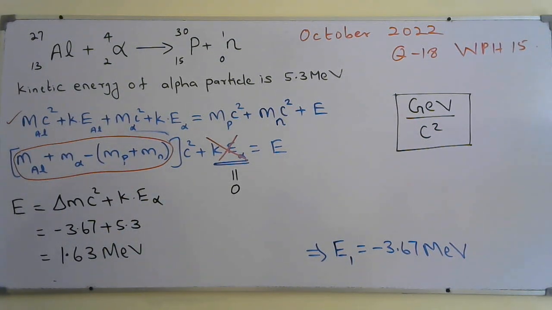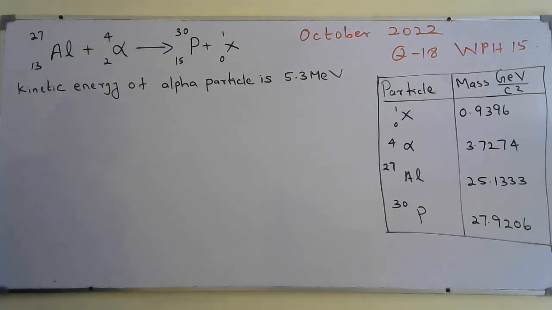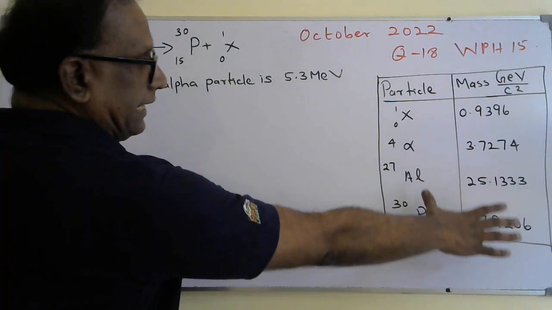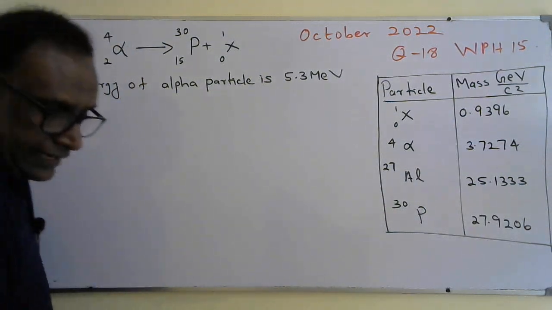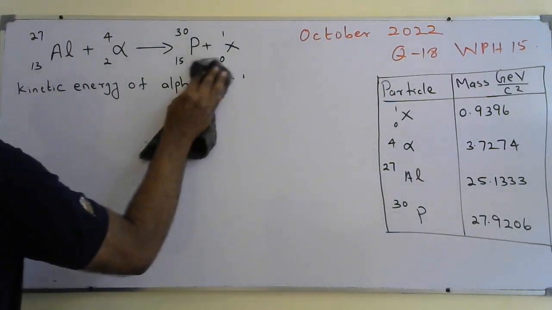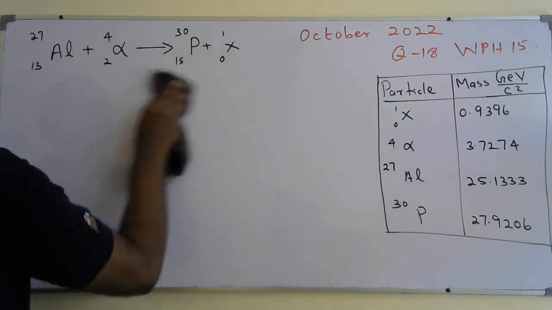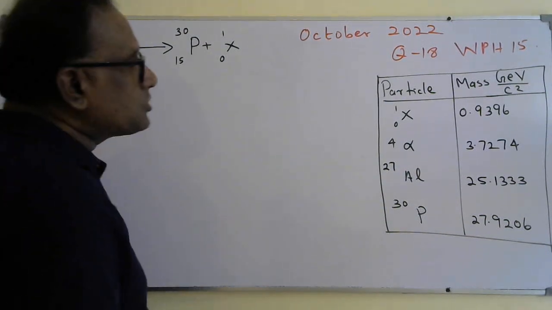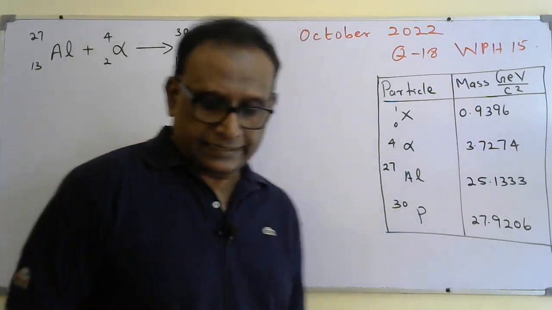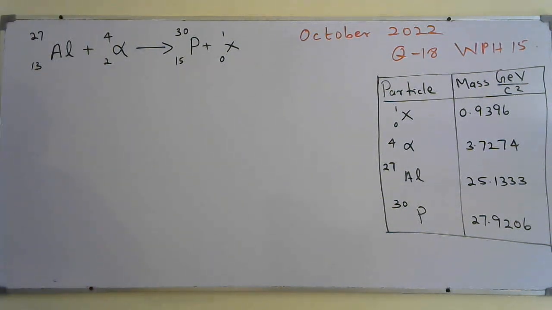Okay, I'll give that question now. So this is the question, this is the data given. The kinetic energy of alpha particle is not given. So I need to find the energy released in this reaction. I can use either the total mass energy conservation approach or the mass deficit. You will end up with the same answer.